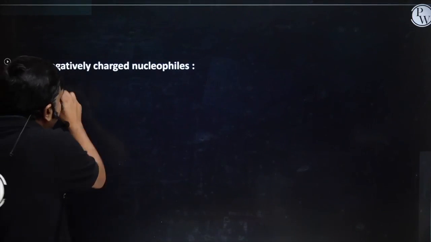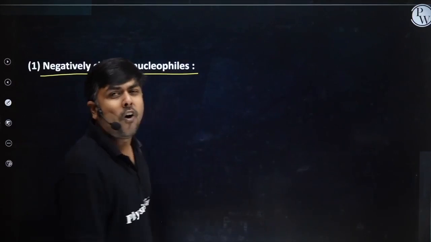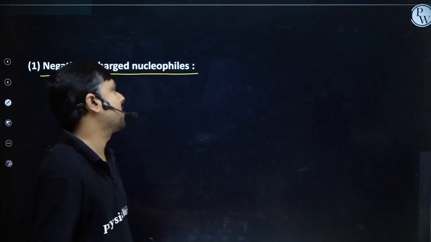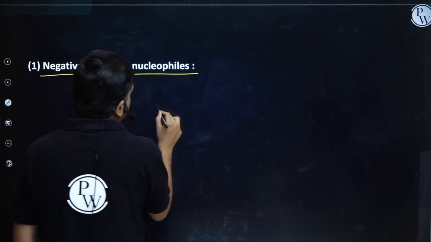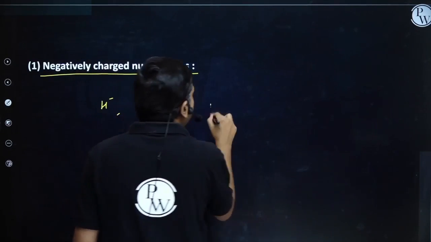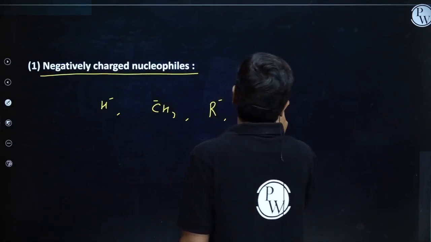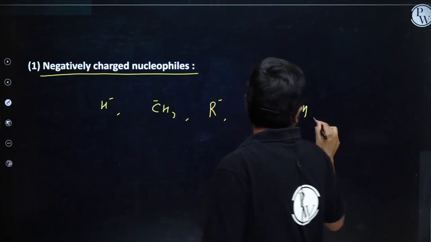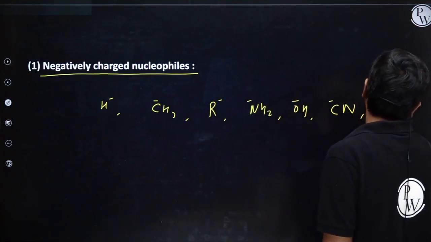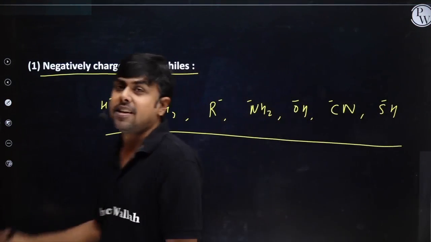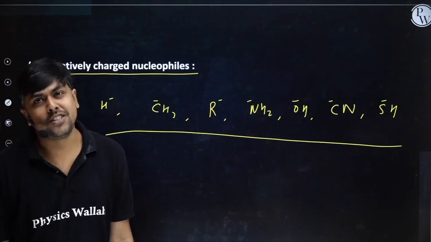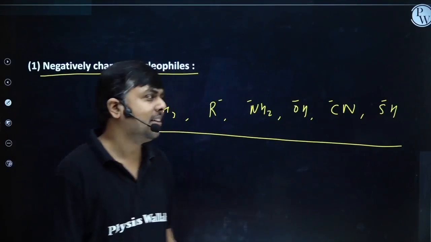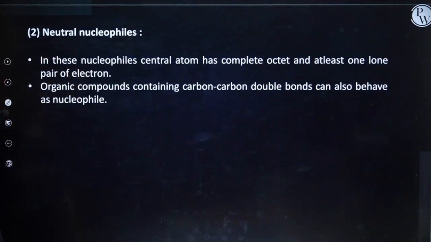If I talk about negatively charged nucleophiles, all the anionic species are basically negatively charged nucleophiles like H minus, CH3 minus, or we can say R minus, NH2 minus, OH minus, right? CN minus, SH minus, all these species are negatively charged nucleophiles. All the anions act as nucleophiles. Am I clear?